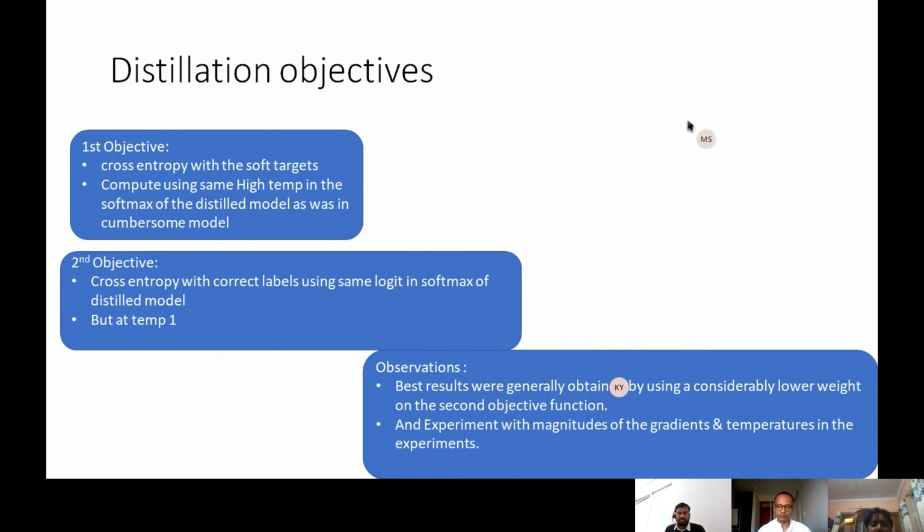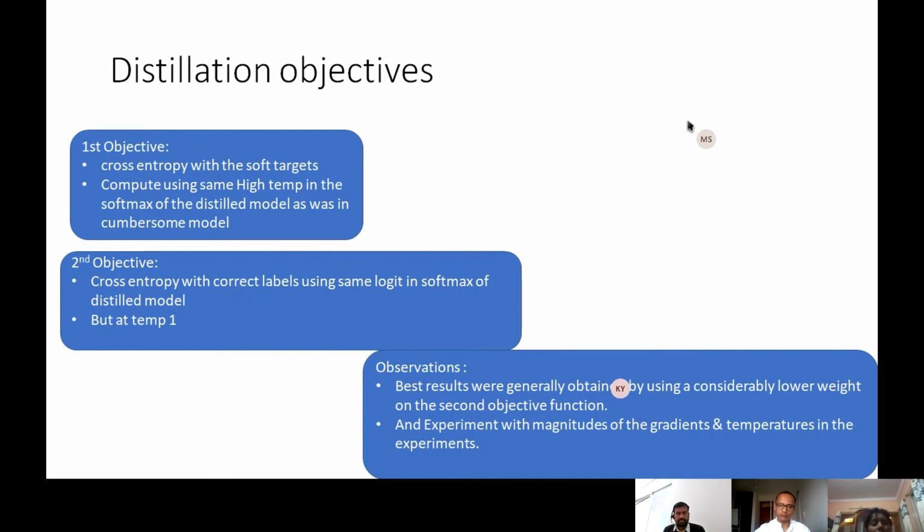What is the objective of a distillation as we see now? Cross entropy with soft targets is the number one objective, with higher temperature that we have to calculate for the softmax, which was the same as the cumbersome model. So each distilled model should have the same higher temperature as the cumbersome model. So that's the first objective.